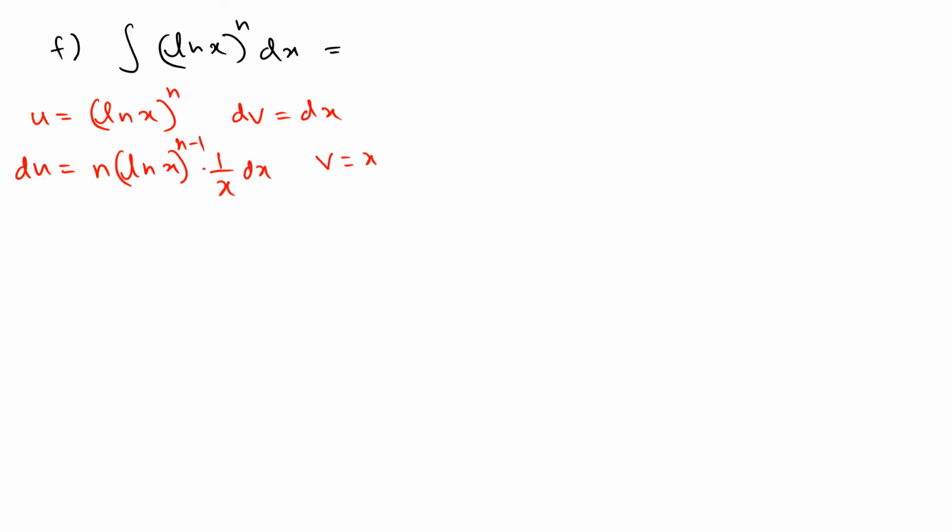So we have all four. Now we're going to plug in there. That means uv: this is v, which is x, and the u is ln x to the nth power, minus the integral of v du. You can see there's an n, so I'm going to write it outside. We have v, that means x, and then du. So we write n outside and write the rest: ln x to the n minus 1, times 1 over x dx.